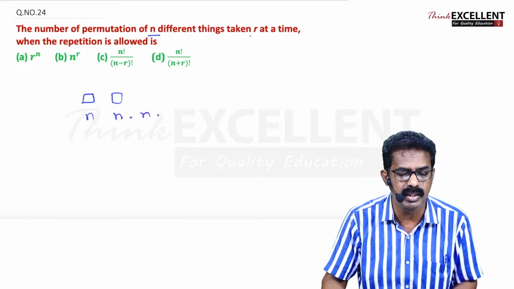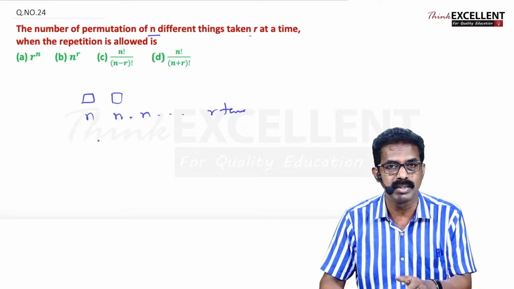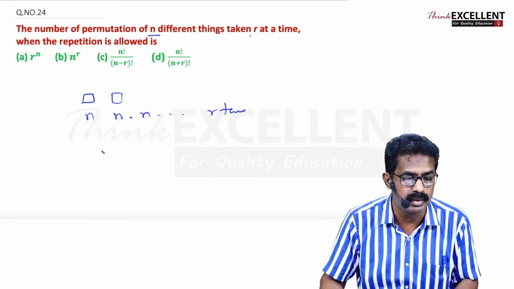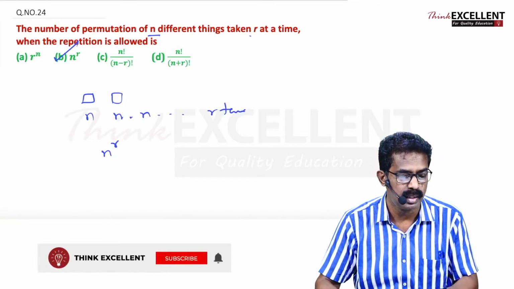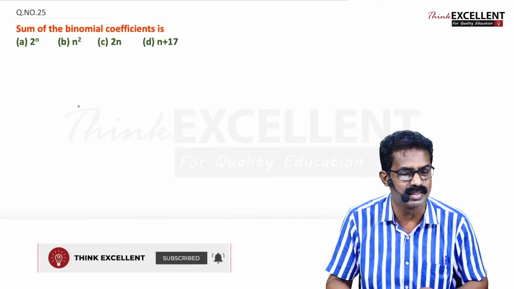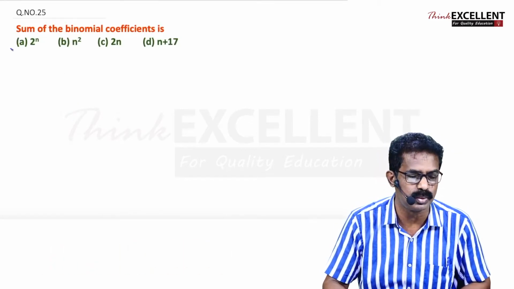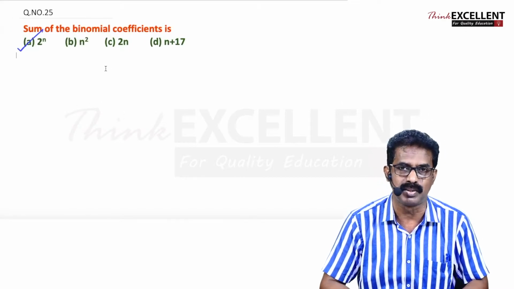n into n into n into like how many times? r times. Okay, so n into n means n square. n into n into n, 3 times means n cube. r times, n raised to r. So the answer is the second option. Okay. Now the last question. You may think the last question may be a little tough one. That's the easiest one. Sum of the binomial coefficients is 2 raised to n. Hope you understood all these things. We'll continue in the next video.